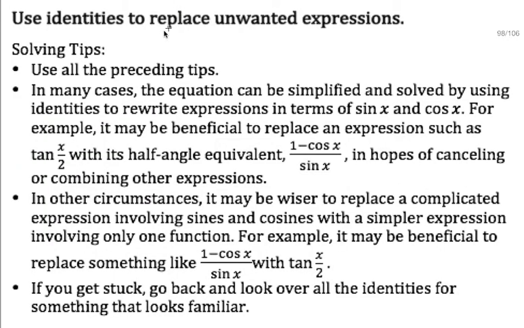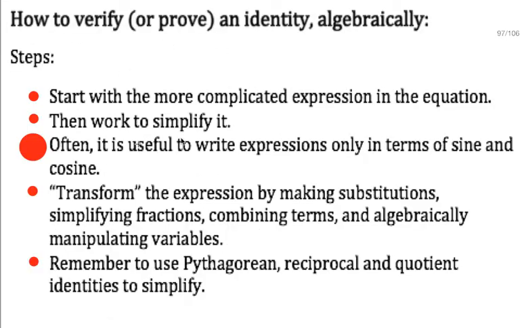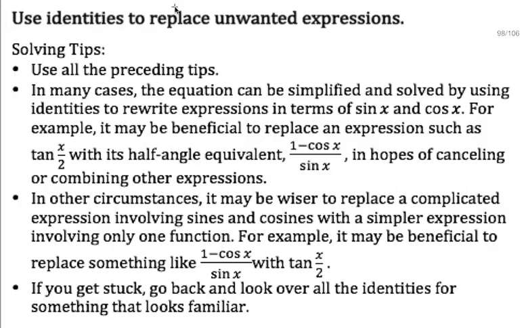A couple other things. What we just went over is in your purple notes. This is also in your purple notes. I'm not sure exactly where. Just some more solving tips on how to use identities to replace unwanted expressions. And there are some examples in here. So use all the preceding tips that we just went over. In many cases, the equation can be simplified and solved by using identities to rewrite expressions in terms of sine or cosine. We've already covered that.